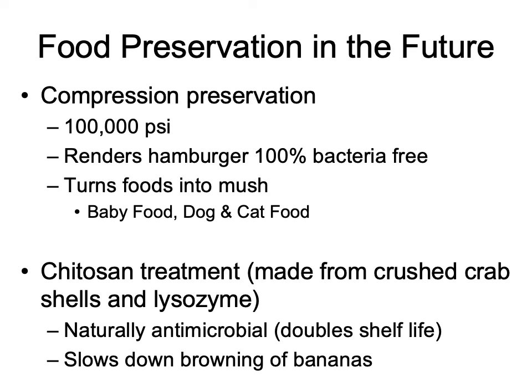So these bananas can be shipped from very far away with this chitosan treatment on the outside from crushed crab shells, and it can protect these bananas so they don't turn brown in transit and they last longer on your counter. It's something that you should be aware of and maybe look into if this is a concern of yours because you are a vegan or vegetarian.